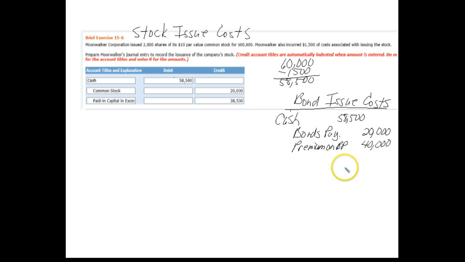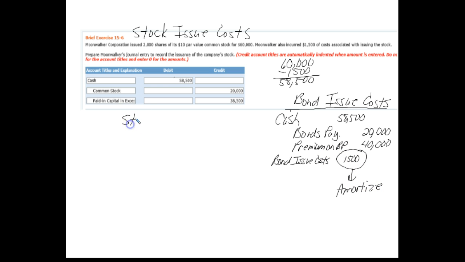Then we would have accounted for the $1,500 bond issue cost. We would have put that in a deferred charge account. So we would debit bond issue costs. Again, it's a deferred charge. And that $1,500, we would amortize that, right, expense it through amortization over the life of the bond. And that's how we handled it with bonds.